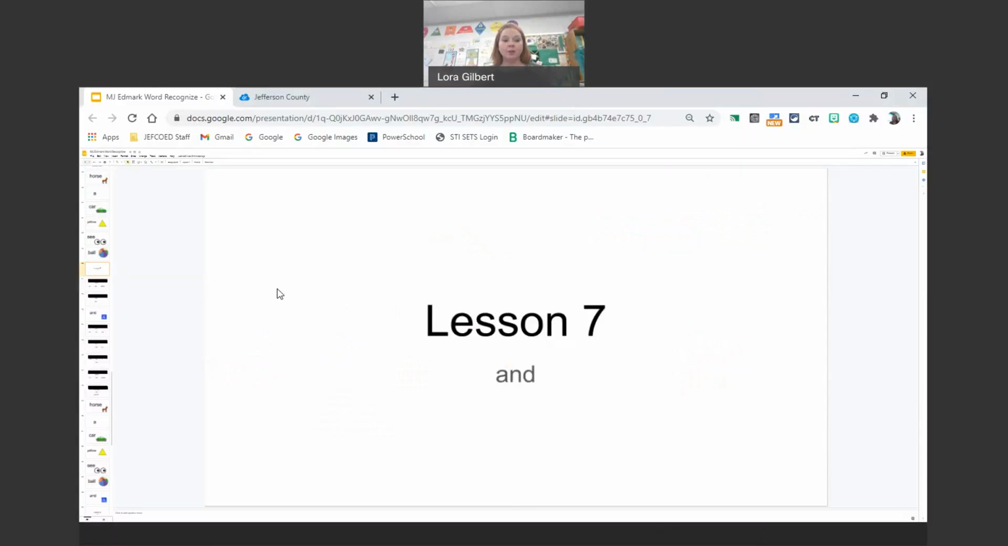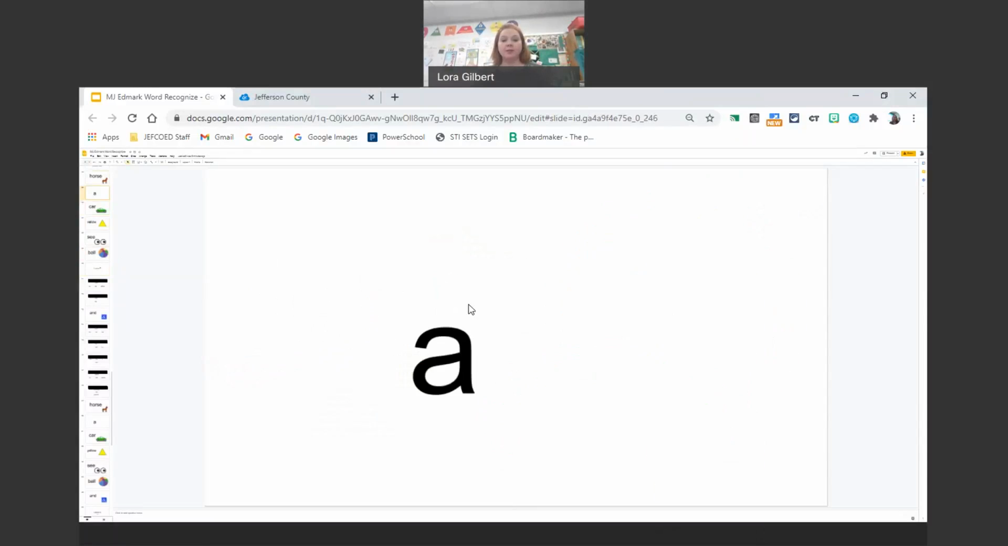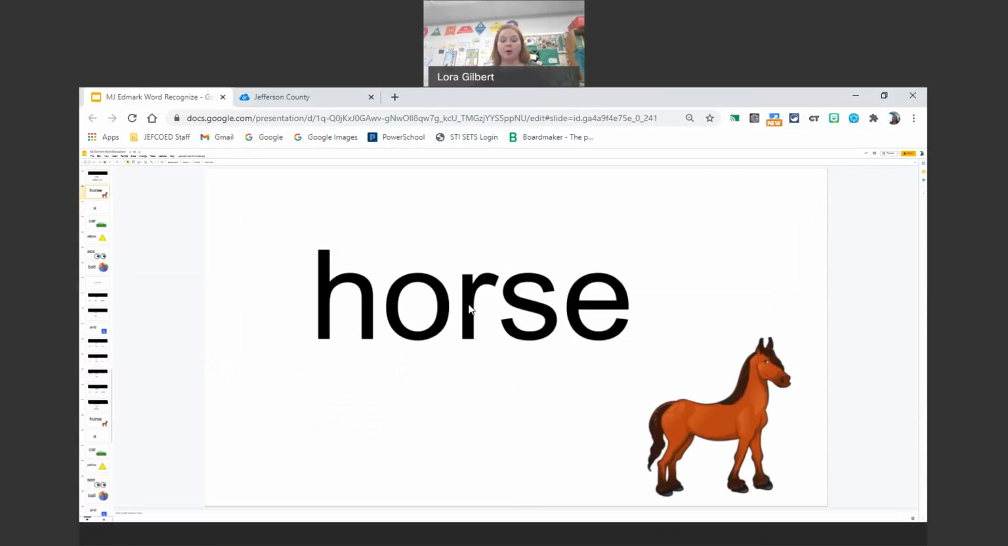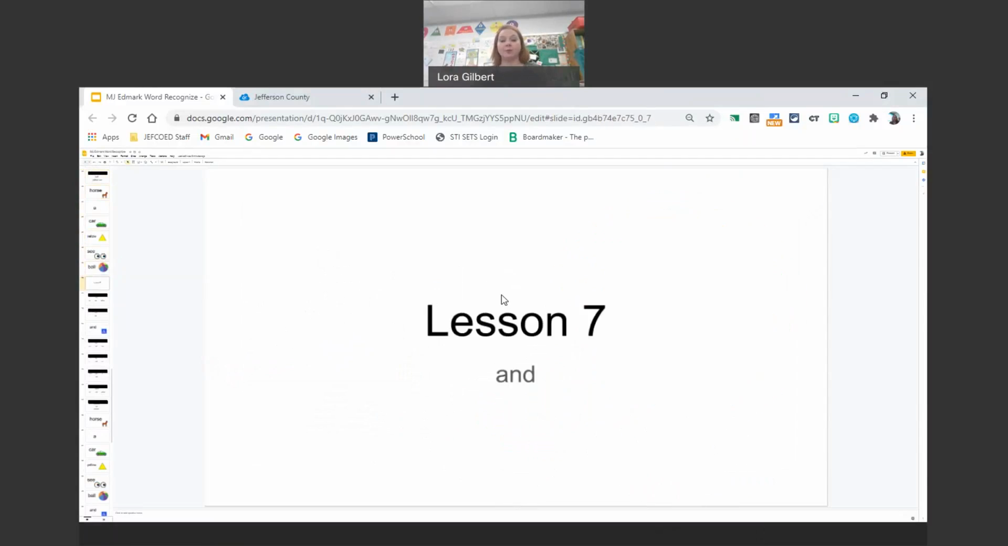So you would have finished the previous lesson, and when you finish the previous lesson, you would once again go over the sight words that we have learned up to this point, using flashcards or flash slides for them. And then lesson 7 starts the next sight word that we're introducing. The word is "and."